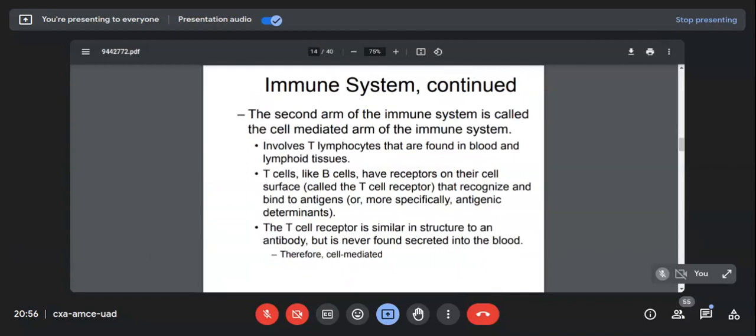So now we go to the other type of adaptive immunity, which is cell-mediated adaptive immunity. So I want you guys to take note of the difference. So what is under cell-mediated adaptive immunity? For cell-mediated, yes, Doc Esla.